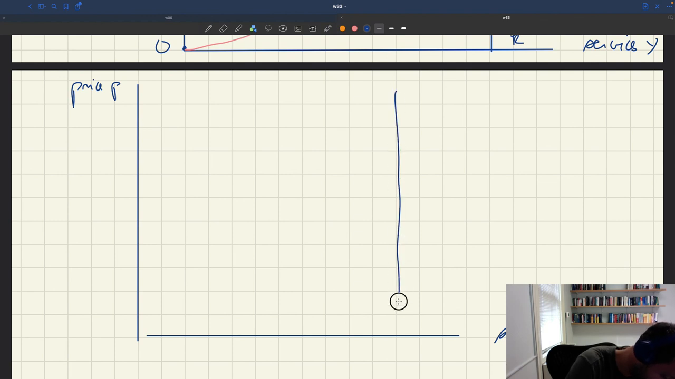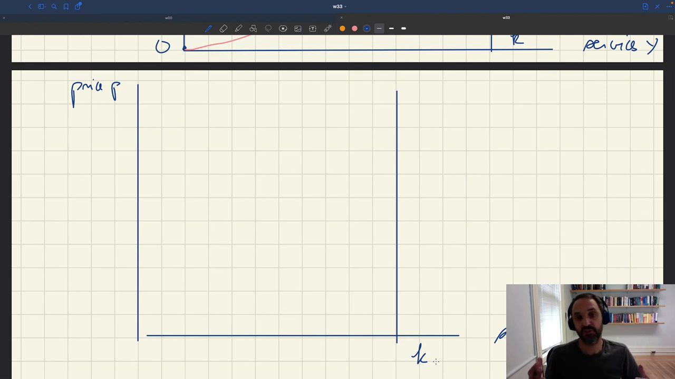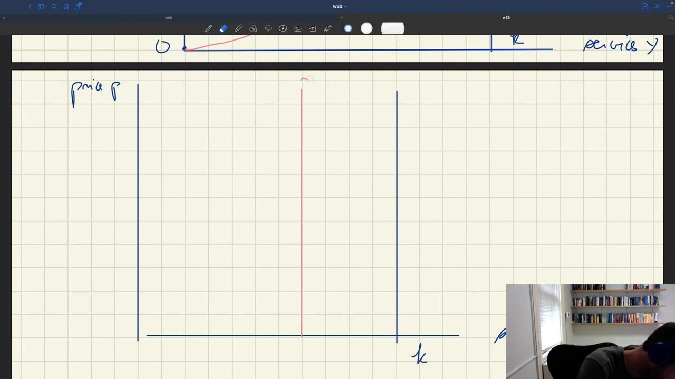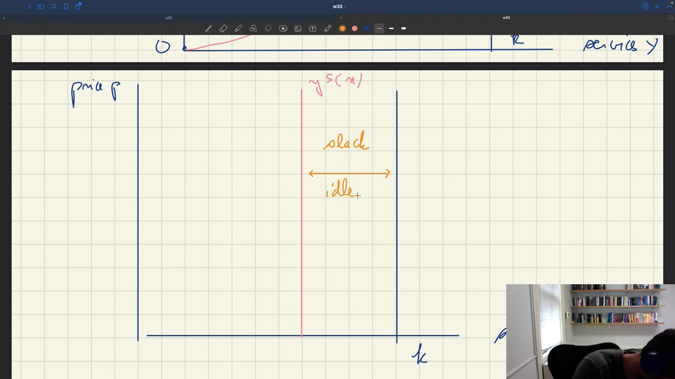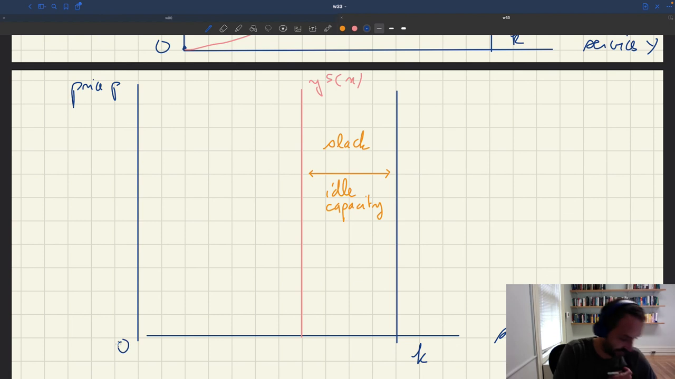So we know that our capacity K is still here. But here, because the aggregate supply doesn't depend on our price level at all, the aggregate supply would look something like this. And that's just y s of x, which is strictly less than k, but independent of p, because independent of the price level of each service, households are just going to supply the same quantity. And once more, this gap that we see here is just a marker of idle capacity or slack. Okay, and here of course we have zero. So here it's perfectly inelastic in this price tightness plane.